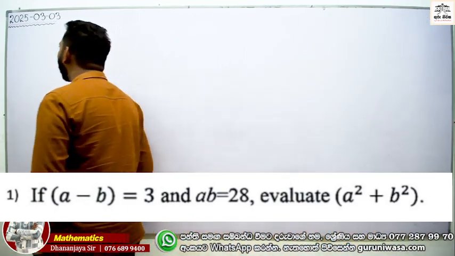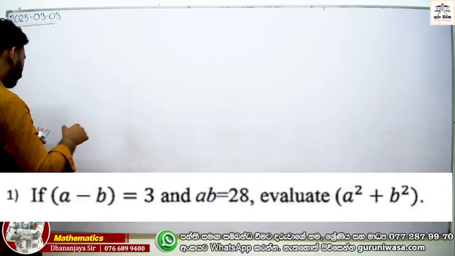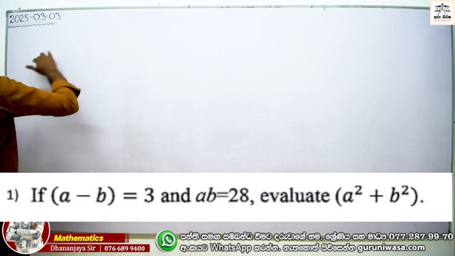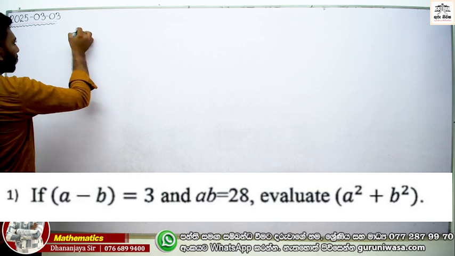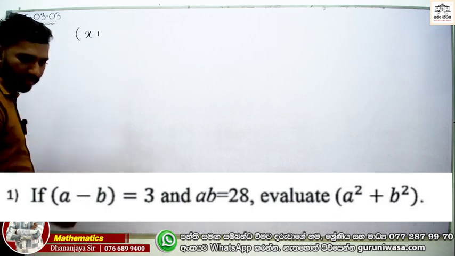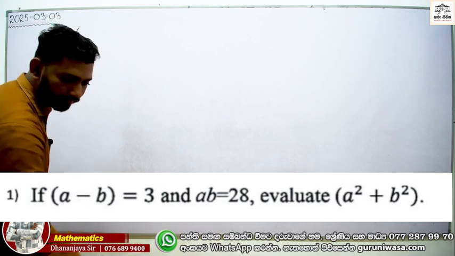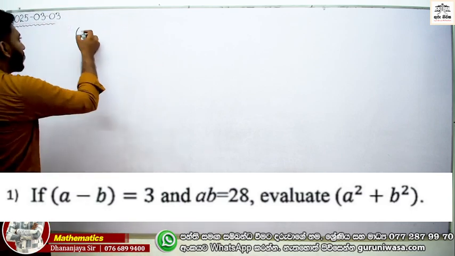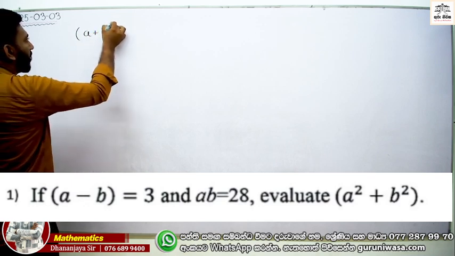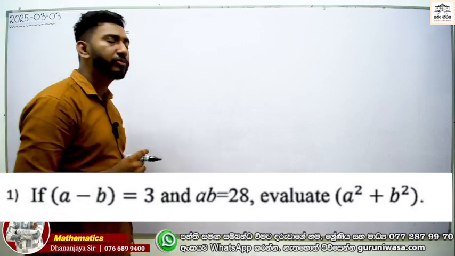How to identify? Look at that. You have to remember these two things about the binomial expressions. The first one is a plus b, for example x plus y. Therefore, a plus b to the power of 2. How to write the expansion of these?